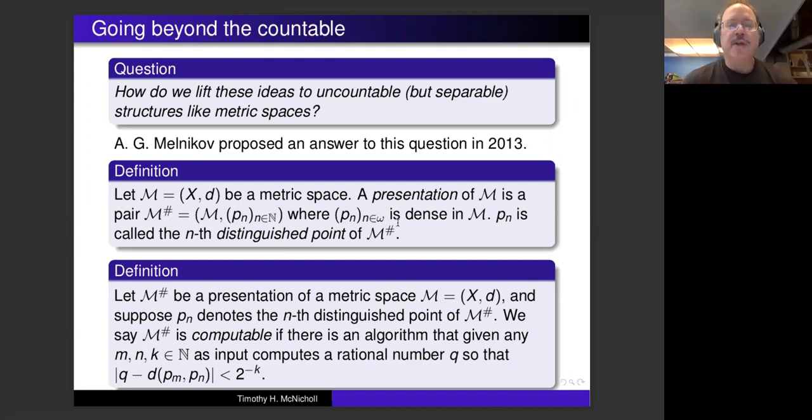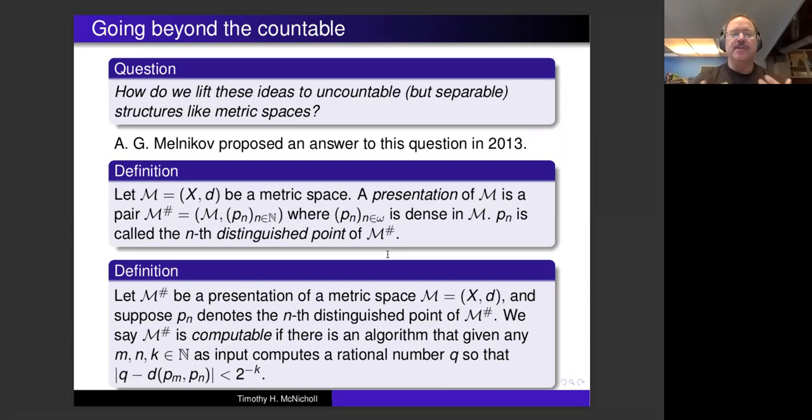So we kind of settle for second best. We don't try to number everything in the structure, we just try to number a dense set of points in the structure. And when we've done that, we call the nth point in that dense sequence the nth distinguished point of the presentation. Now, just as with countable structures, some presentations are computable, some are not.